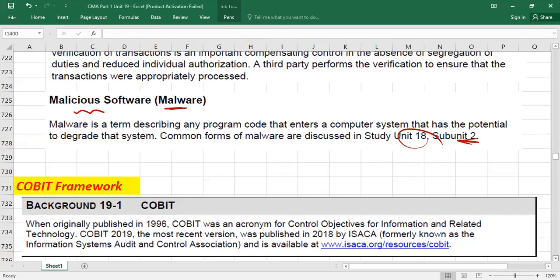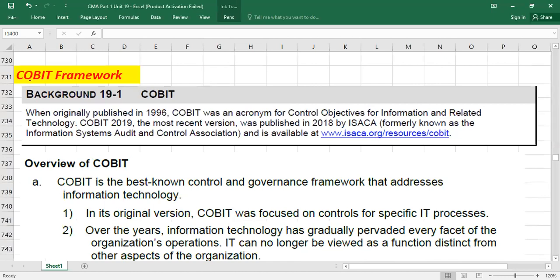Guys, now we are going to discuss a framework which is called the Cobit framework. Cobit has many versions. First, what is Cobit? Remember, this is the acronym: Control Objectives for Information and Related Technology. C is for control, O for objectives, I stands for information and related technology, and T is for technology. So Cobit means Control Objectives for Information and Related Technology.